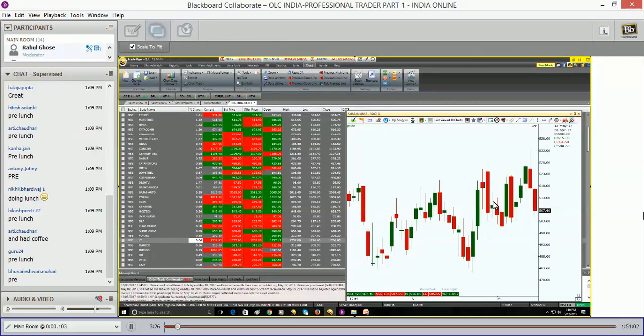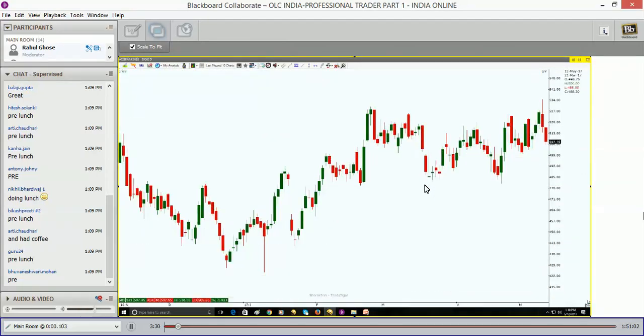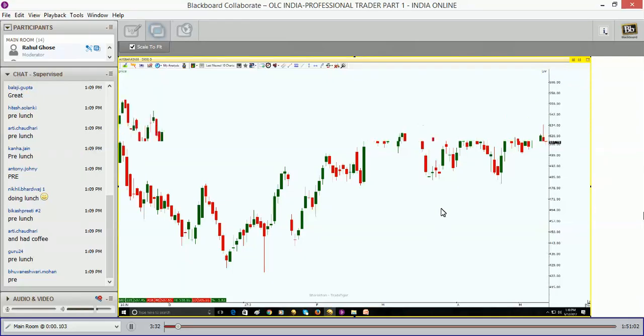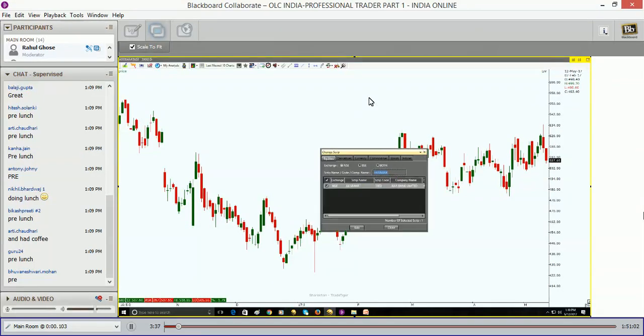So before I get into the slides, I'm going to go through an actual example with you, an actual example of a demand zone and how to mark it. Okay, and then we're going to get into the slides.